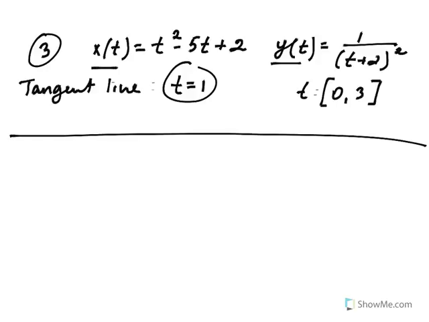Okay, so what do we do? We find the slope first, right? That's how we normally start. So that would be step 1. Find the slope. dy dx equals y prime over x prime. Y prime, you know what, let's do it separately. So y prime, I'm going to actually, instead of using the quotient rule, I'm just going to do this.